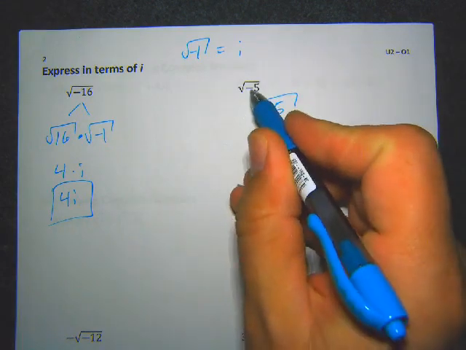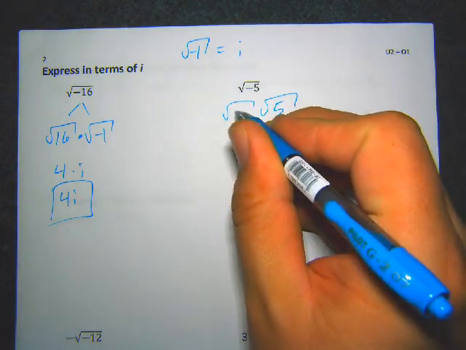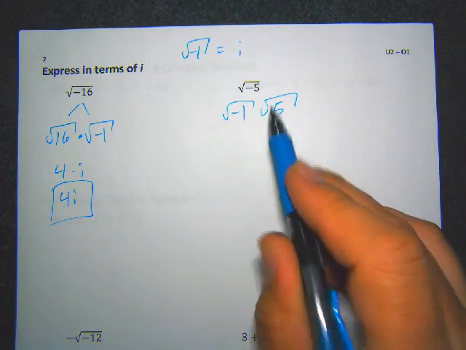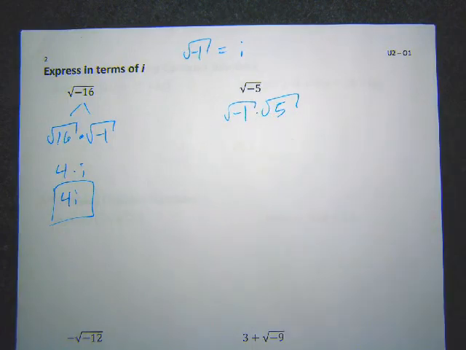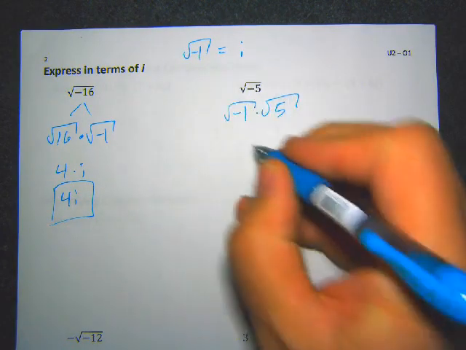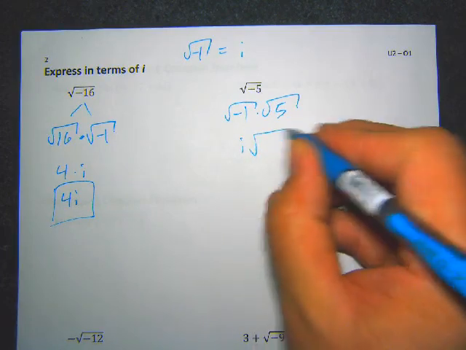But again, we're going to pull the negative out of here. Pull out the negative, so we get -1. And again, -1 times 5 would give me -5. So I'm breaking it up by multiplication, and I'm taking this square root of -1 part, saying that that is I. So this is I times the square root of 5.